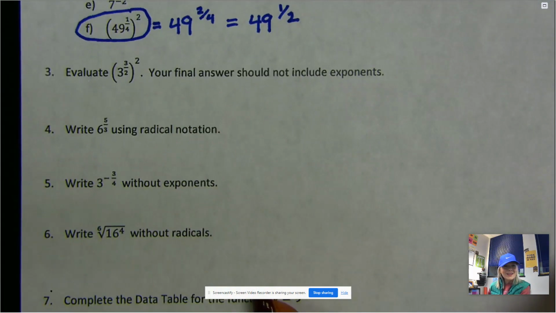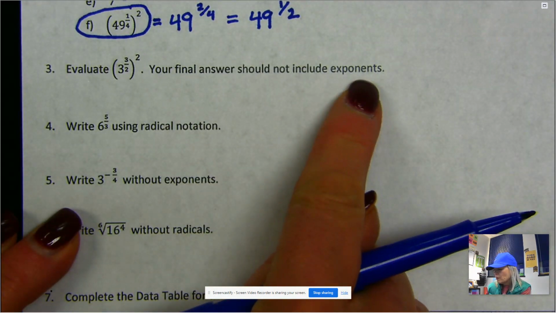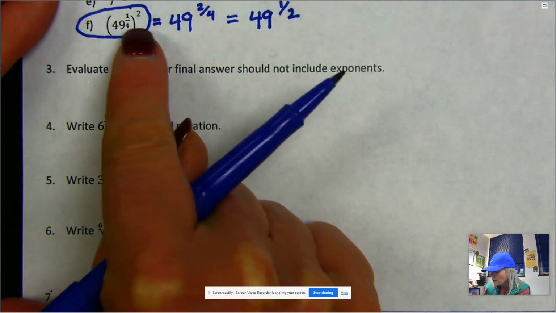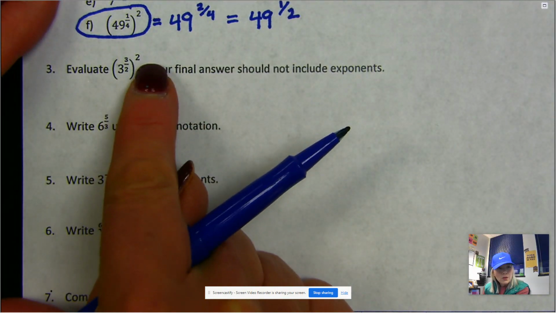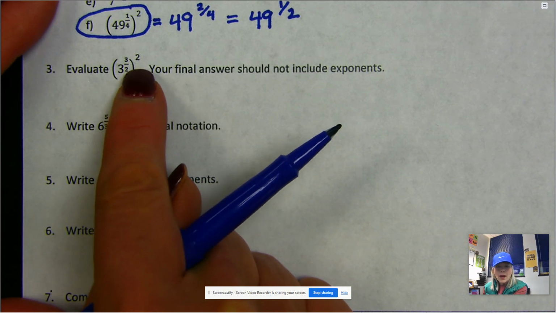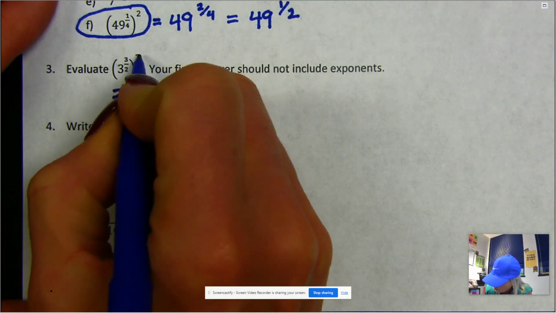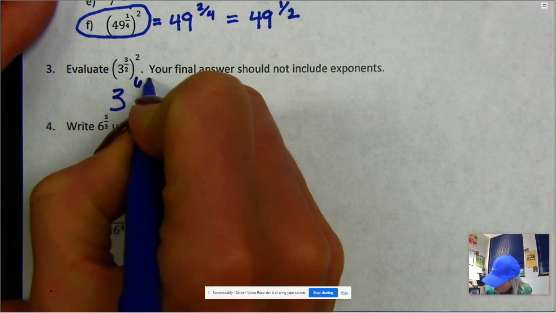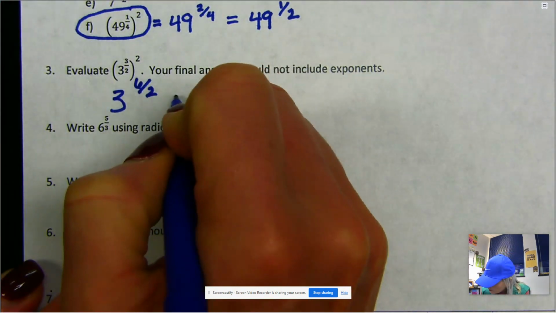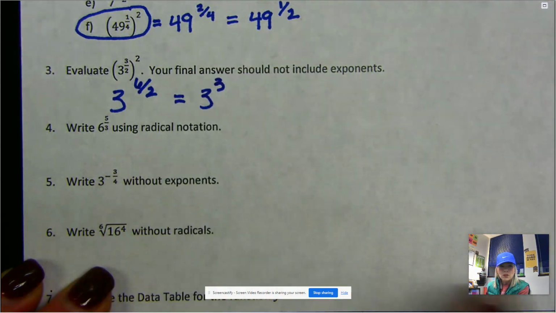All right, next we're going to evaluate. And our final answer should not include exponents. So the first thing I'm going to do is kind of like what we were doing up here. We've got a power to a power. So when you raise a power to a power, you multiply the exponents. So 3 to the 3/2 to the second is equal to 3. 3/2 times 2 is 6/2. And I can divide 6 by 2 evenly. This is equal to 3 to the third, right? Because 6 divided by 2 is 3.